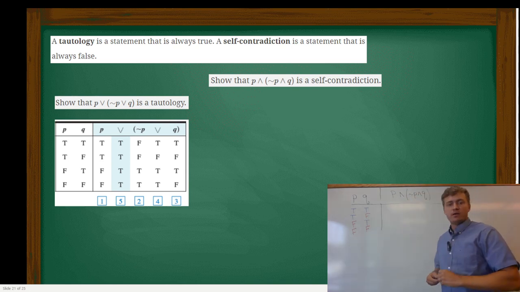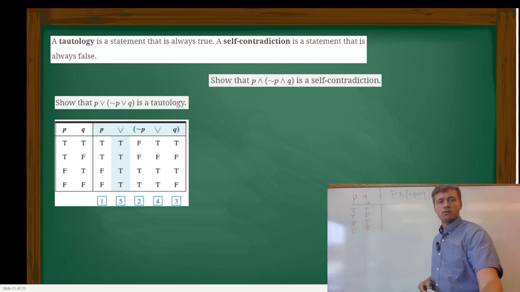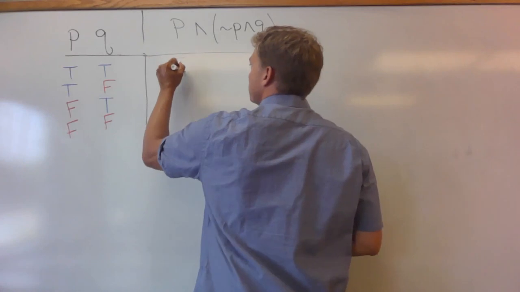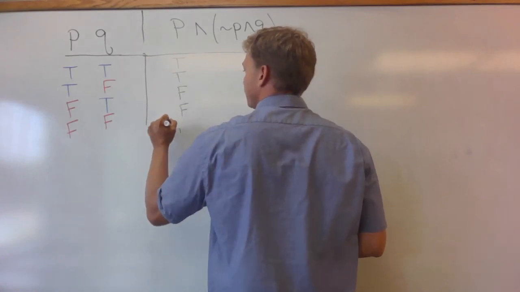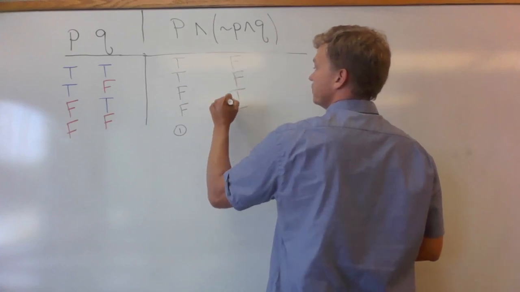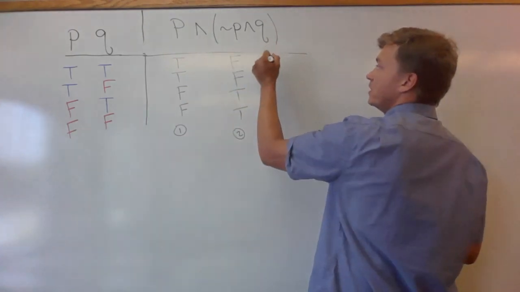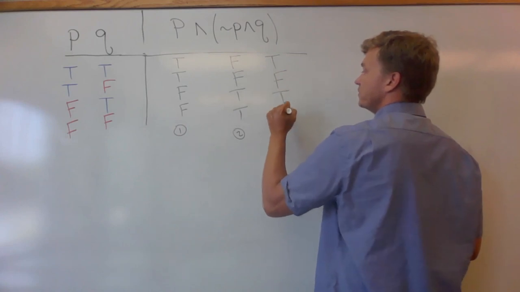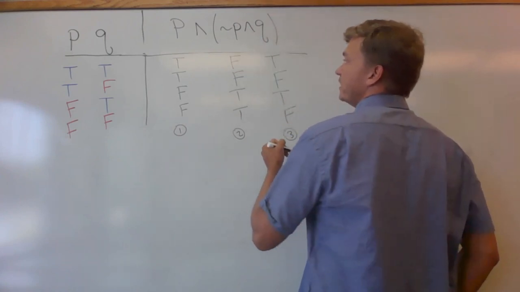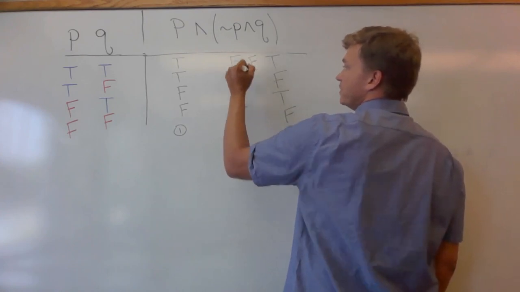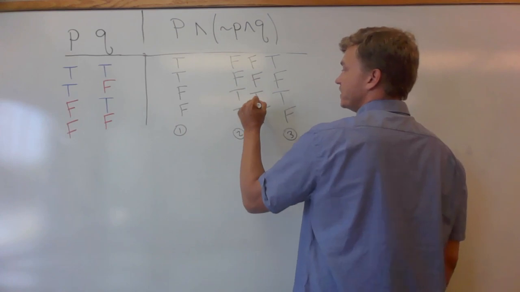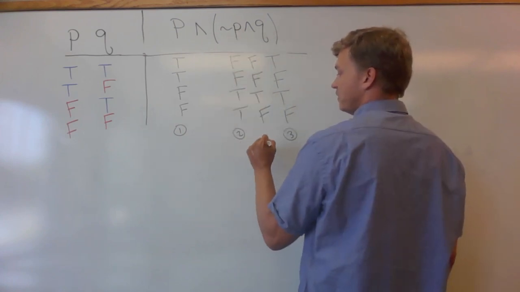We will go to the full screen now. Starting with P, true, true, false, false, as our first step. Not P, false, false, true, true, as our second step. Q, true, false, for our third step. In parentheses, the and connective, false, true is false, false, false is false, true, true is true, true, false is false. That is our fourth column.